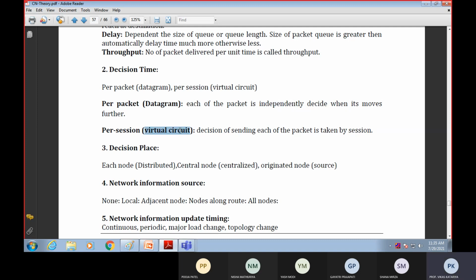But if you are using the virtual circuit approach, it tells us the decision of sending each of the packets is taken by the session. So we have a pre-planned route. There are a certain number of nodes in the path. We have finalized the nodes, then we start delivery of packets. This is called the virtual circuit approach. We have already discussed in the packet switching technique that there are two approaches: datagram approach and virtual circuit approach.